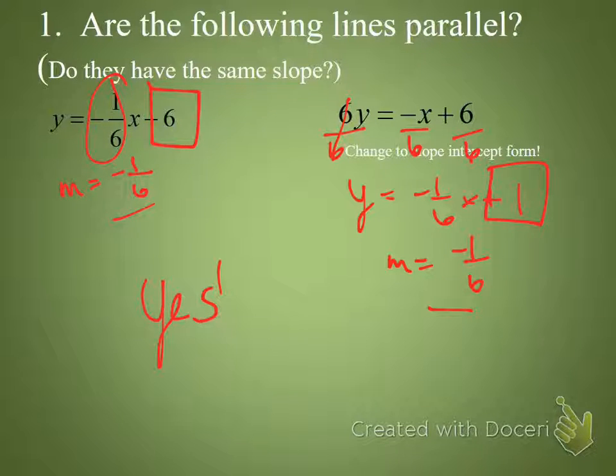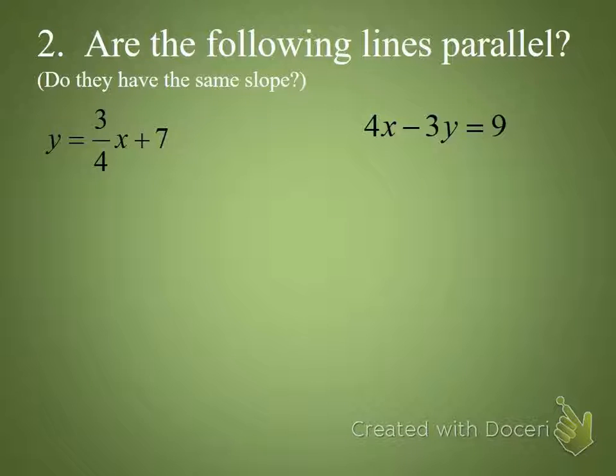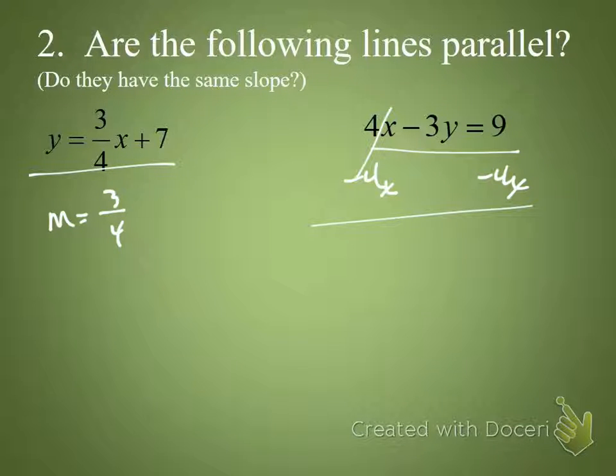So, all right, next one. Are these guys going to be parallel? Well, the same issue applies, right? We've got to make sure that we can find the slope of each line. First line, no problem. It's already in slope-intercept form, so the slope is 3/4. This guy's not. So get y by itself to put it in that slope-intercept form. Subtract 4x. Then divide everything by negative 3.